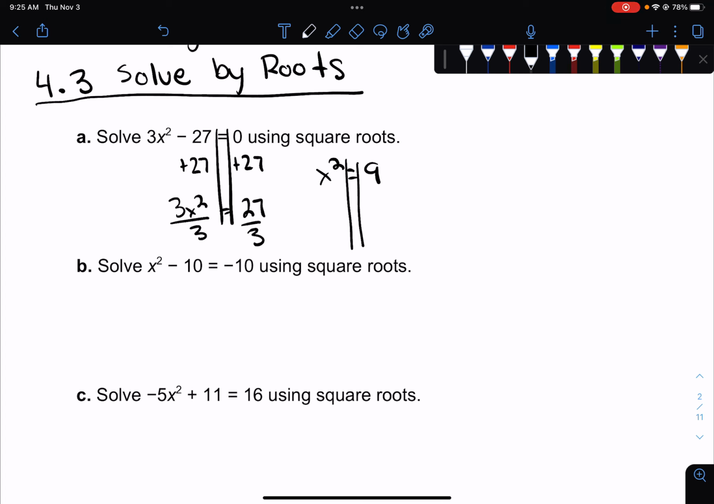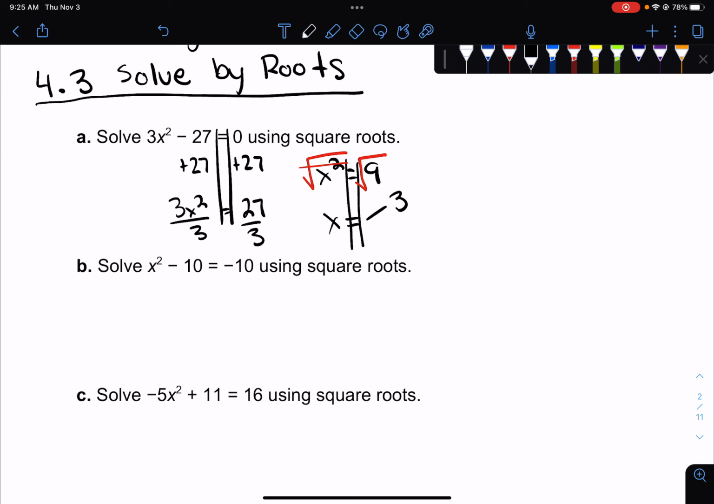Now I've got to get rid of a square. And the way that I do that is by taking the square root of this side. And that makes the square go away. But if I do that to the left, I have to square root the right. And here's where things get interesting, because on the left-hand side, all I'm left with is an x. But when I take the square root of 9, I get 3. But earlier in the year, we talked about the fact that there's actually 2 answers to that question.